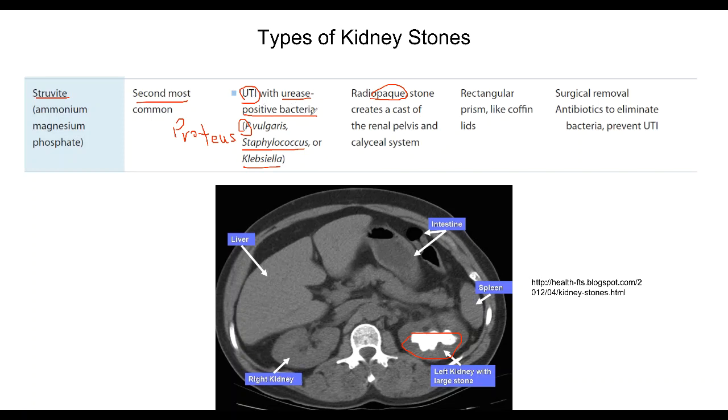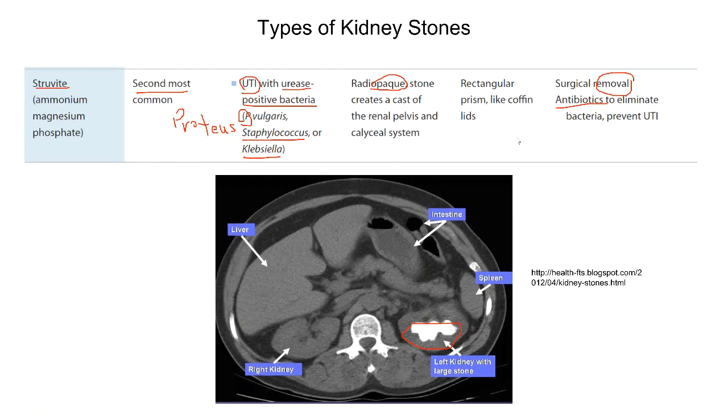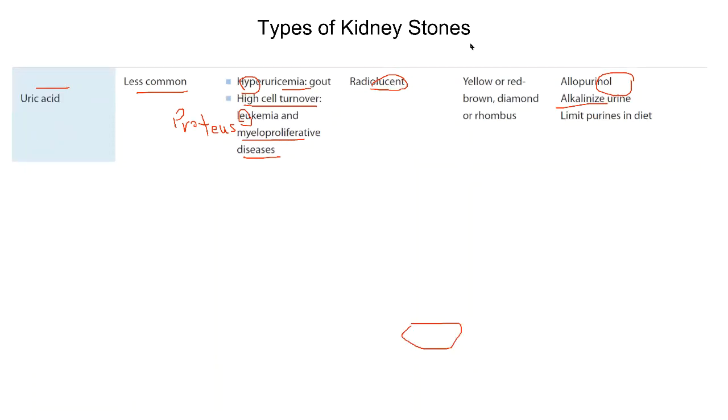Remember, urease positive bacteria. And how do you treat it? You give them antibiotics, but at the same time, you have to remove it to prevent any further UTI. All right, so remember that: big stone, struvite, ammonium magnesium phosphate, UTI. That's what you need to remember for that stone. Right, so next one, we're gonna talk about uric acid.